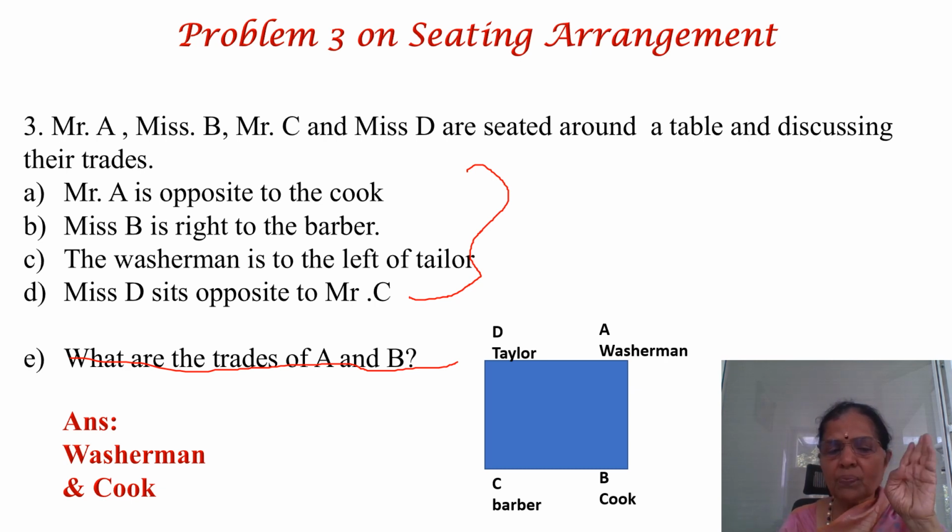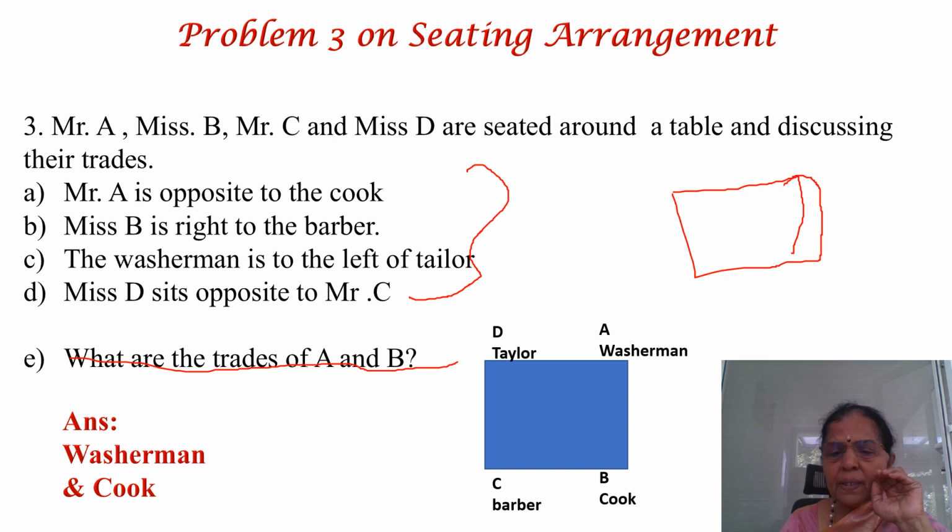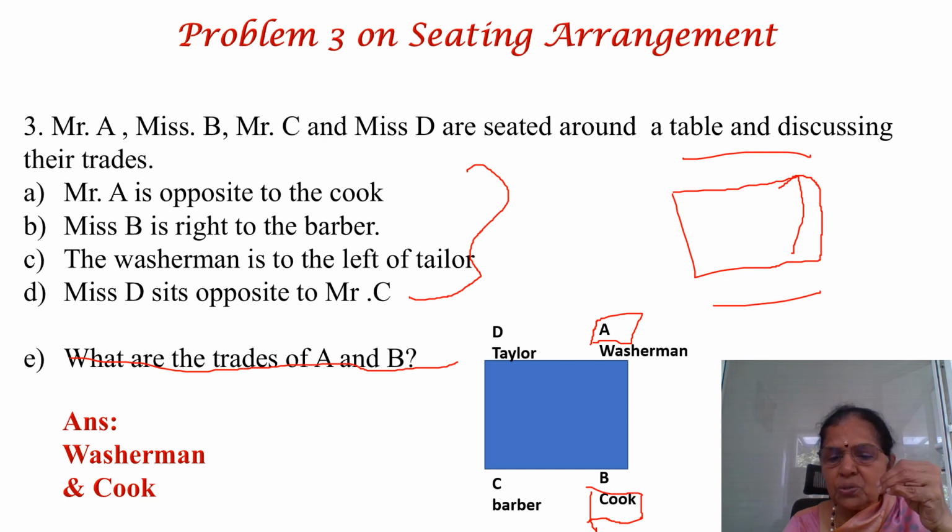Because the four people are sitting opposite, they are sitting at a square table, two people on this side, two people on the opposite side. Now the first statement is A is opposite to the cook. So put A here and opposite to that write cook. Don't put B. We do not know whether B is the cook. In the same way, we do not know that A is the washerman. The statement is just A is opposite to the cook, so right there A, opposite to that you put cook.